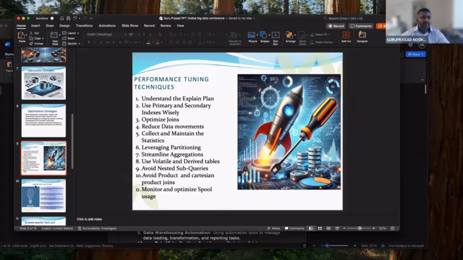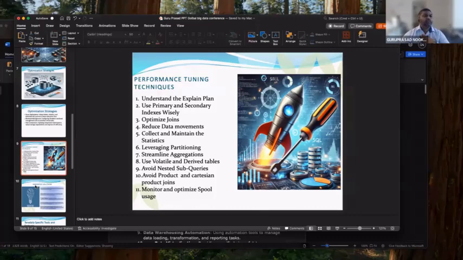So first of all, what is performance tuning in database? Performance tuning in database refers to the process of optimizing and improving the performance of a database system. The goal of performance tuning is to ensure that the queries run as efficiently as possible, minimizing the response time and maximizing the resource utilization. That is what performance tuning refers to in the database.